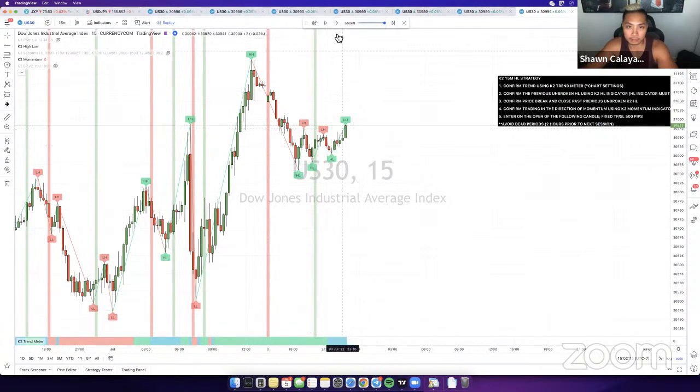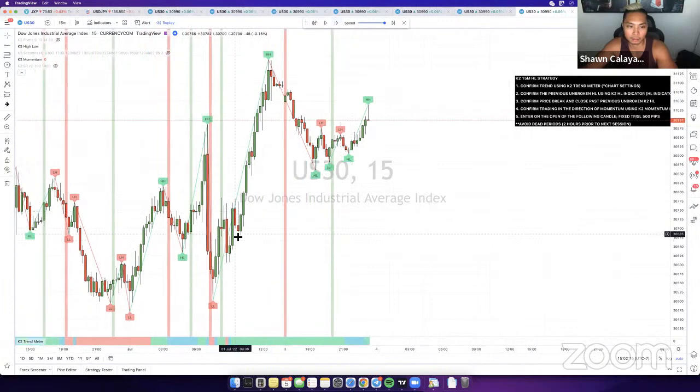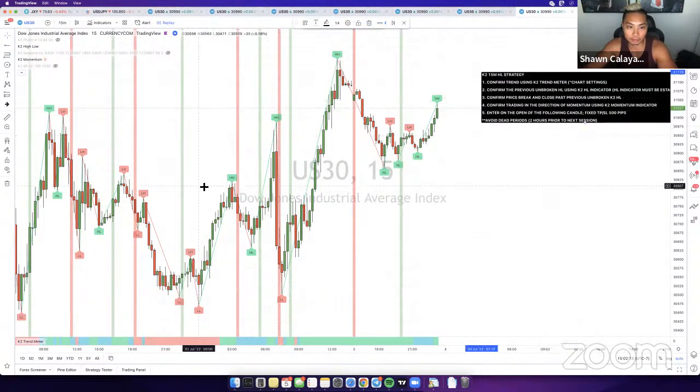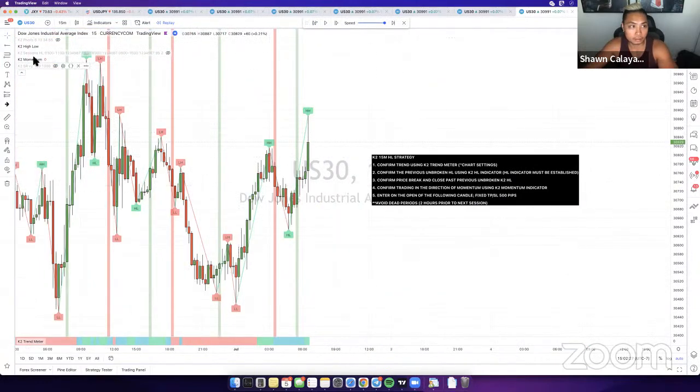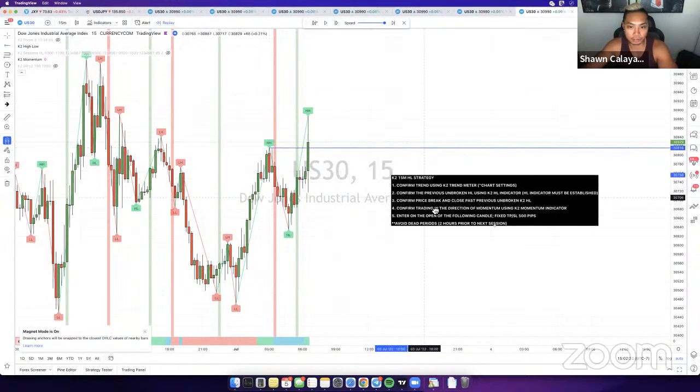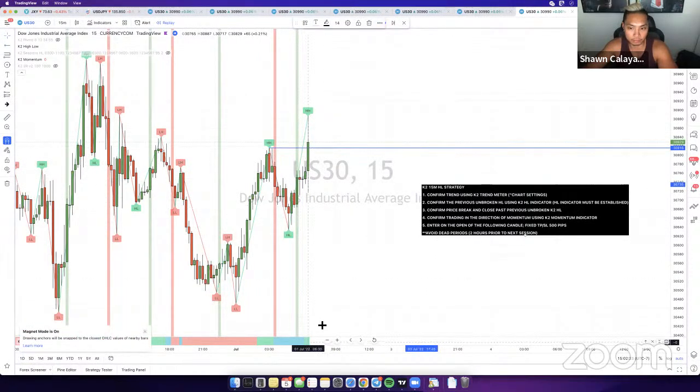Actually, trend meter is not green right there, so no. No entry there. All right, here's another one right here. Again, same situation. Confirm the trend meter, it's green down there, so you're looking for a buy.